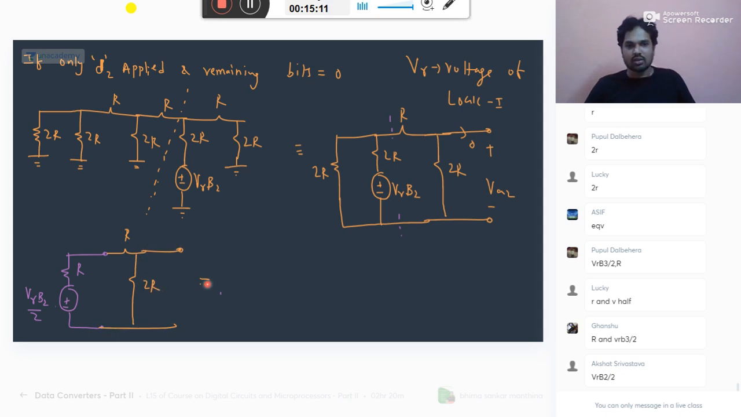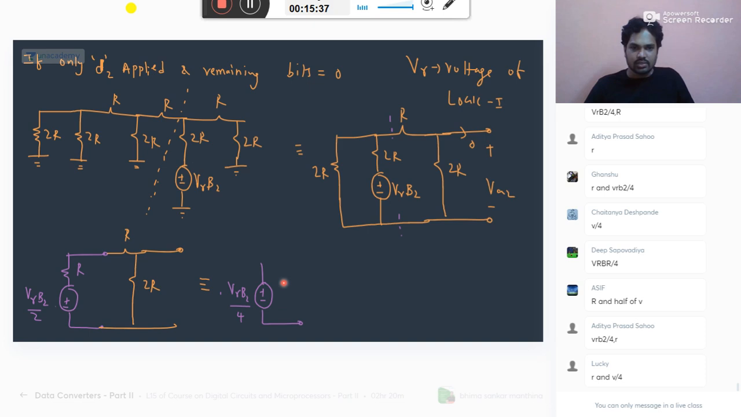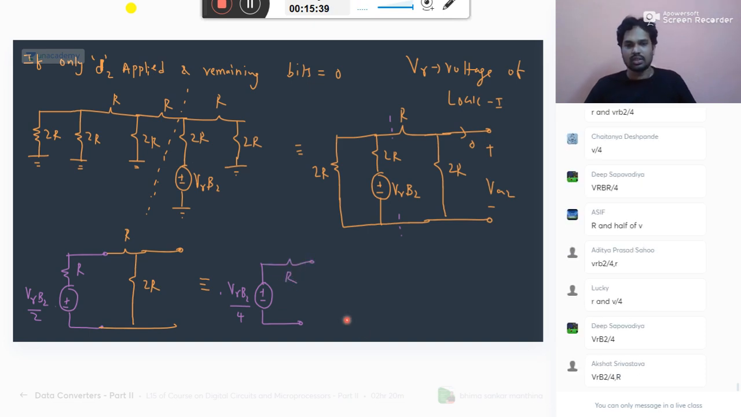Now again, see this circuit. You have R and R in series. What is that? 2R parallel with the same. Same or not? So what is the equivalent now? Here it will be equal to voltage source of how much? VR B2 by 4 series with R. Is it clear? This part is 2R parallel with another 2R, same as our shortcut. Half of 2R is R, half of this voltage is VR B2 by 2.